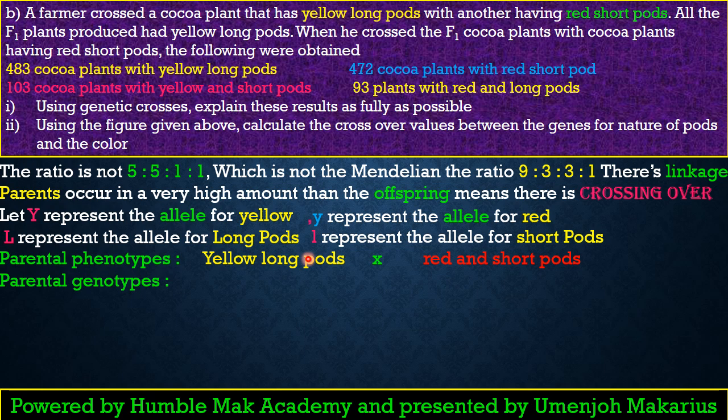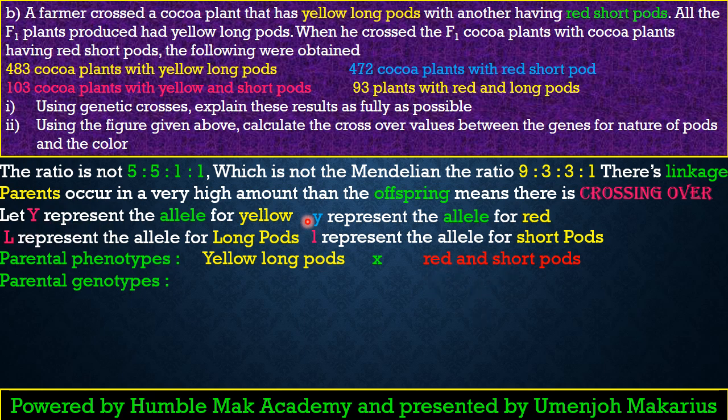Okay. Now, guys, what is the genotype for yellow long pods? What is that for yellow, guys? It is Y, capital Y. But since we are talking about genes, genes must always occur in pairs, okay? In pairs. For yellow we are going to have capital Y, capital Y. For long is what? Capital L, capital L.